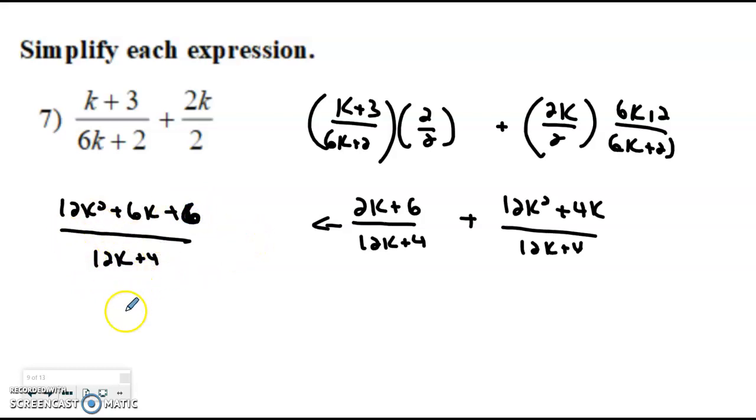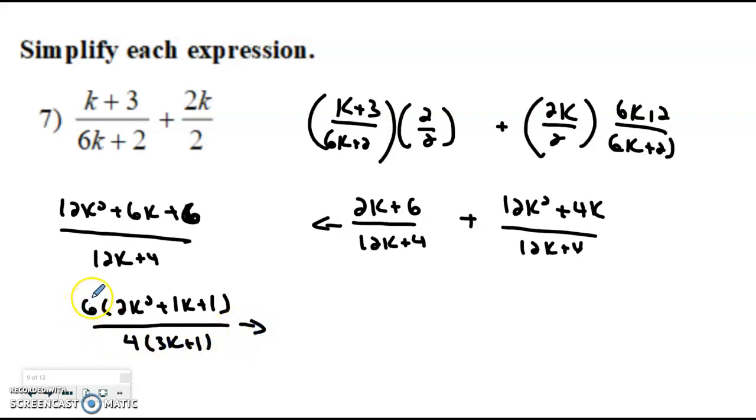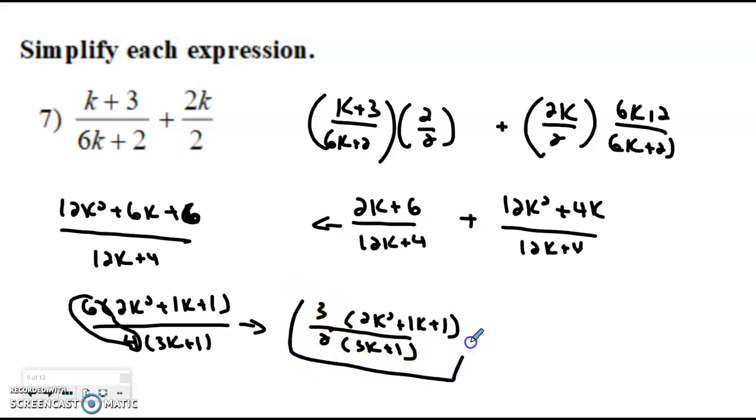Okay? Looking at this, what's the greatest common factor in the numerator? I could say 6. 6 goes into everything. So I got 2k squared plus 1k plus 1. And then the bottom, I could say 4 is. So I have 4, and then I have 3k plus 1. And then if I look at 6 and 4, and if I simplify that, that will get me 3 over 2 times 2k squared plus 1k plus 1 all over 2 times 3k plus 1. That'd be like your simplified term.